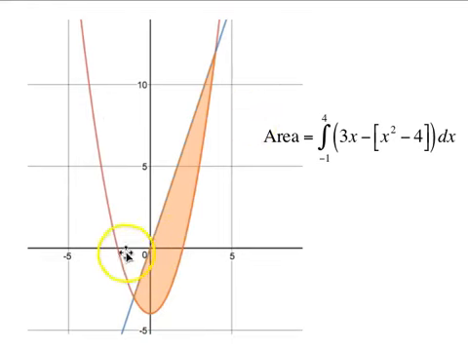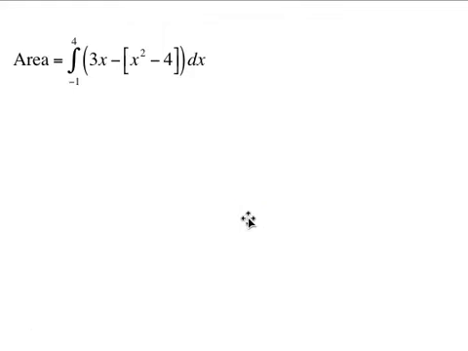But they are indeed -1. X is -1 here, and 4. X is 4 there. So the integral from -1 to 4, top function 3x minus bottom function x squared minus 4, will give us this area between those two curves. So this is my integral.